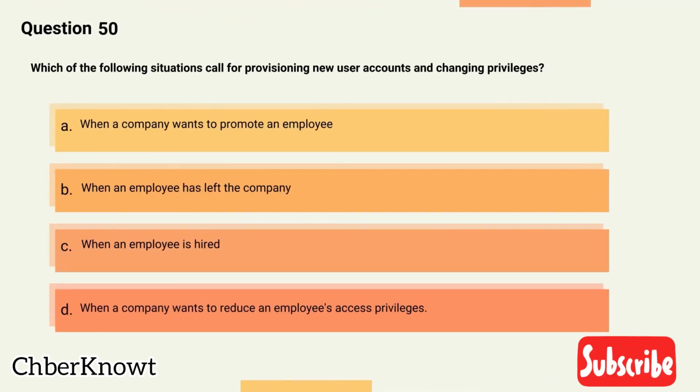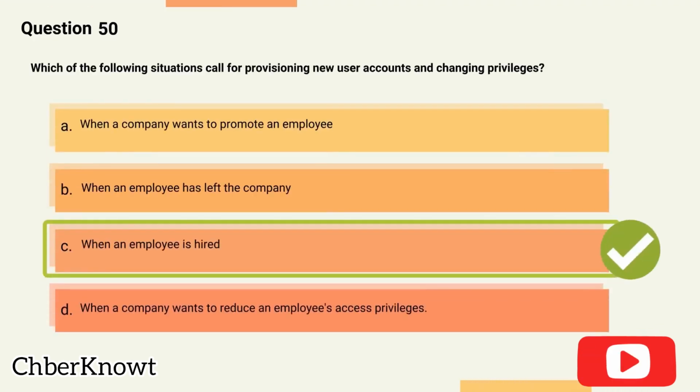Which of the following situations call for provisioning new user accounts and changing privileges? Option A. When a company wants to promote an employee. Option B. When an employee has left the company. Option C. When an employee is hired. Option D. When a company wants to reduce an employee's access privileges. The correct answer is option C. When an employee is hired.